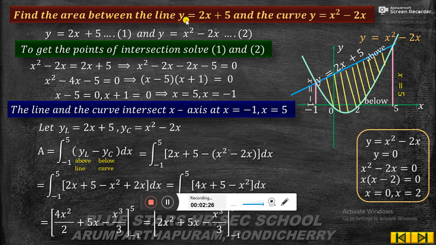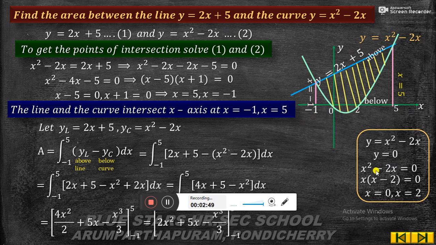So you see the diagram here. y equal to x square minus 2x represents a parabola, and y equal to 2x plus 5 represents the straight line. The next one, x equal to minus 1, x equal to 5 I represented here. The next step, here, 0 and 2.